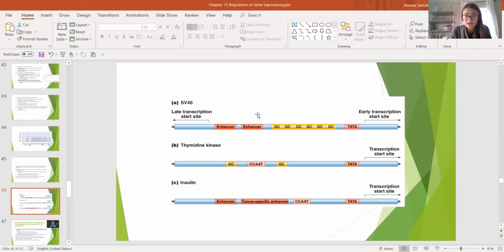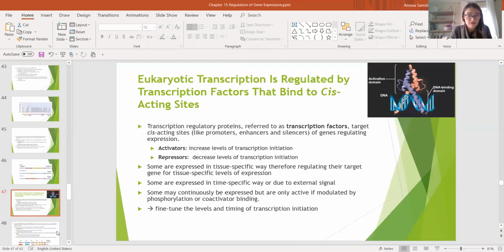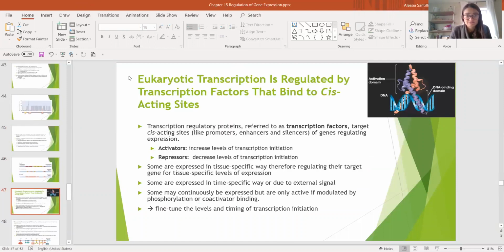Okay, so you can see here how the enhancers could be a ways away from the actual promoter and the actual gene. These are just different kinds of examples. So insulin, we have the tissue-specific enhancer that makes it particular to the pancreas, like the islets of Langerhans, and then the enhancer, right? So all these different things.